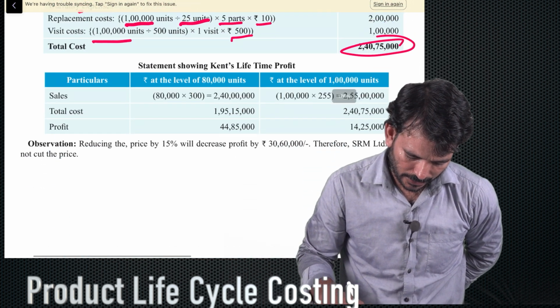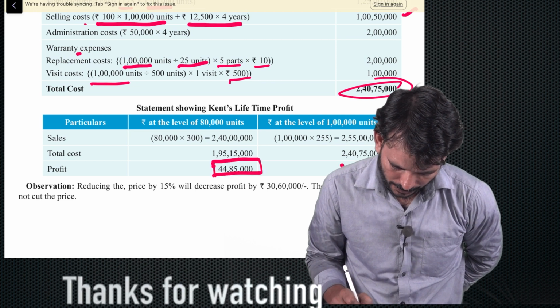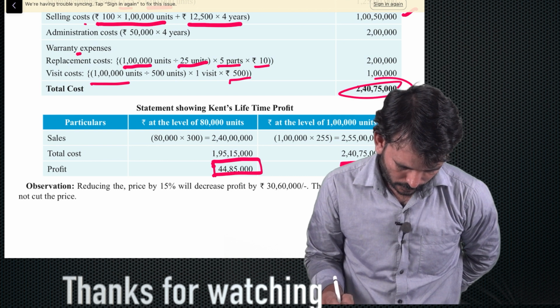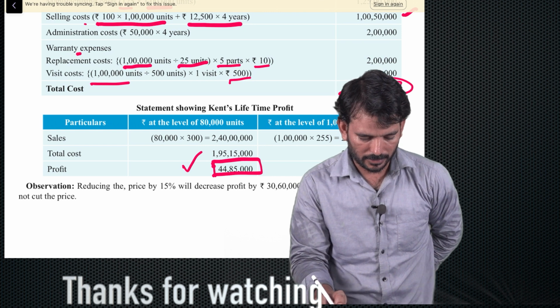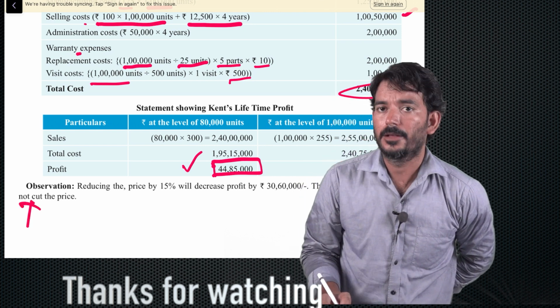Now you make a decision. In the earlier case we had a profit of 44 lakh 85,000. Now we are getting a profit of 14 lakh 25,000. So it is better not to revise it. Let it be the same as before. So they should not cut the price.